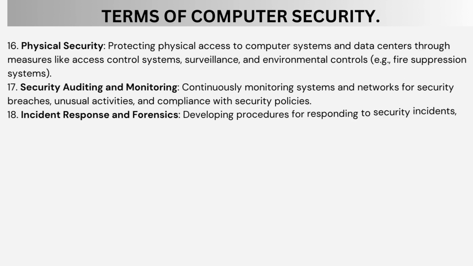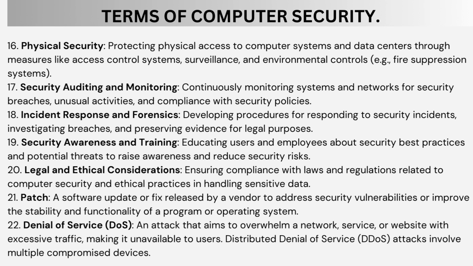Physical security is a process of protecting physical access to computer systems and data centers through measures like access control systems, surveillance, and environmental controls, e.g., fire suppression systems. Security auditing and monitoring is a process of continuously monitoring systems and networks for security breaches, unusual activities, and compliance with security policies. Incident response and forensics is a process of developing procedures for responding to security incidents, investigating breaches, and preserving evidence for legal purposes. Security awareness and training, educating users and employees about security best practices and potential threats to raise awareness and reduce security attacks. Legal and ethical consideration is a process of ensuring compliance with laws and regulations related to computer security and ethical practices in handling sensitive data.